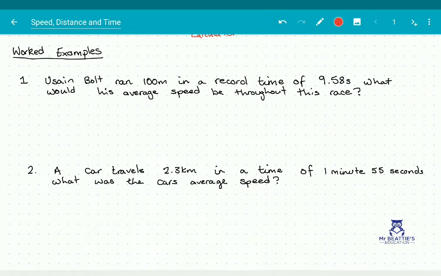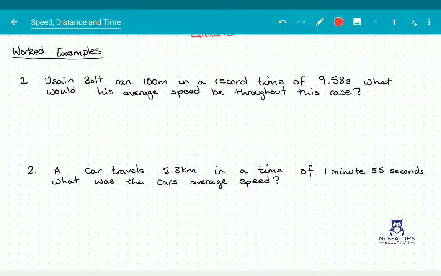So, Usain Bolt ran a 100 meter in a record time of 9.58 seconds. What would his average speed be throughout the race? Now, there is a very, very specific way that I would like you all to be writing down these calculations, okay? And I'm going to work through this because this is key in how we're going to be solving these for the entire time you do physics, okay?